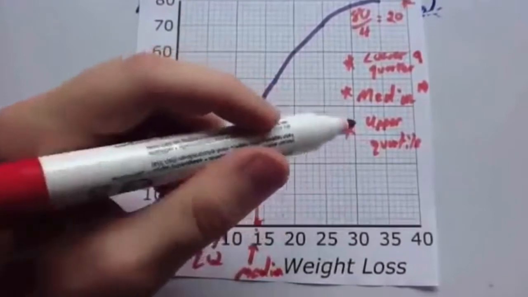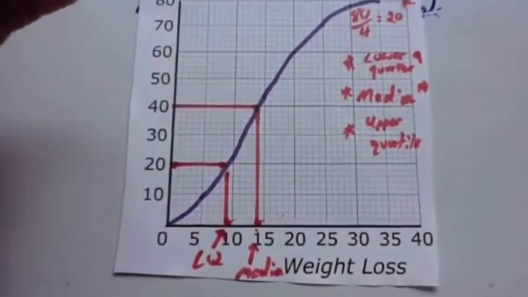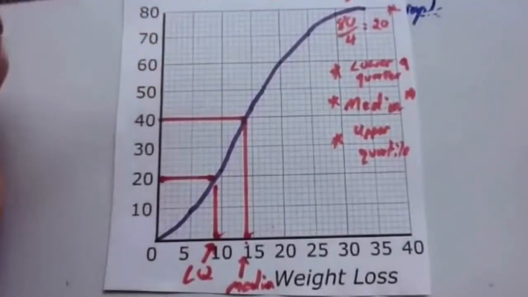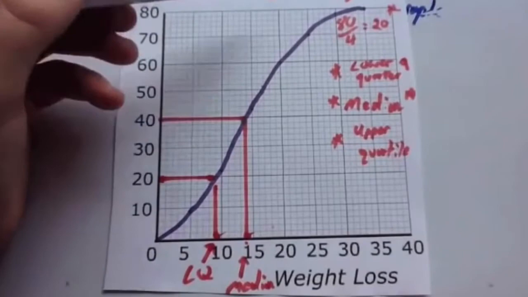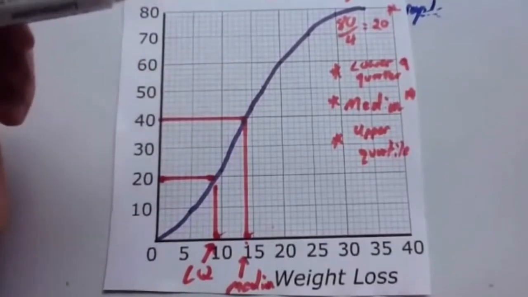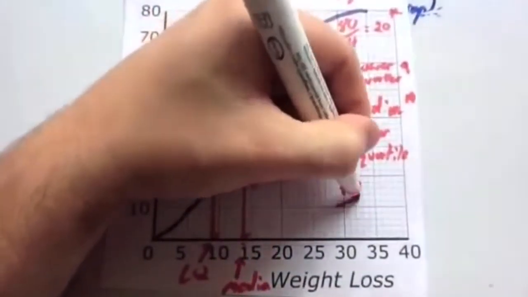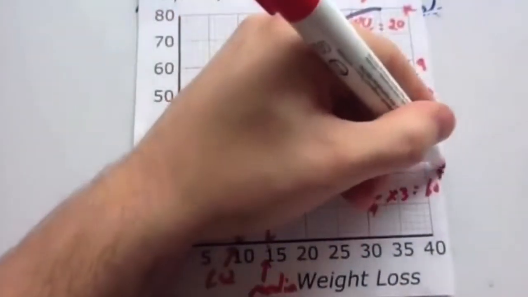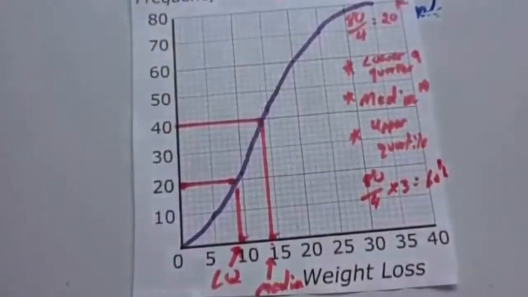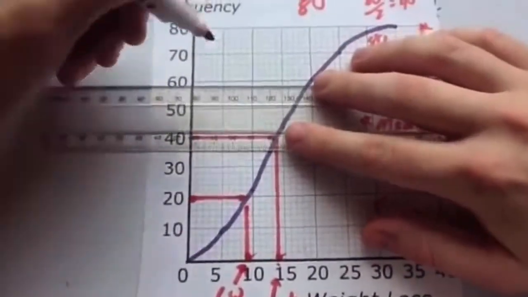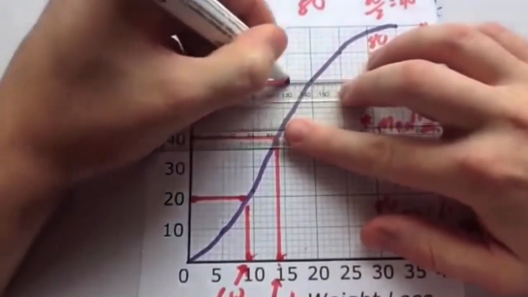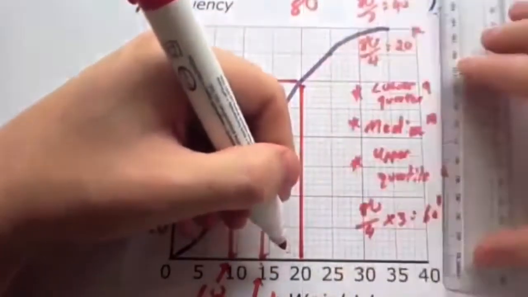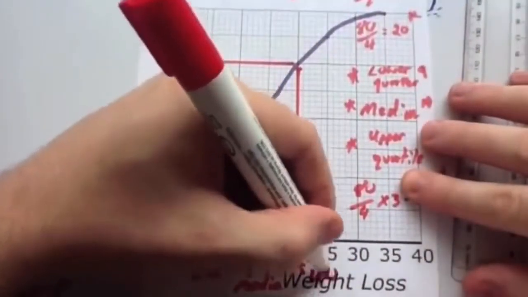Now we're going to find the upper quartile. That's 3/4 of the way through the data, or 75% of the way through the data. There's 80 people, so we find 3/4 of 80. 80 divided by 4 is 20, times 3 is 60. So we're looking for the 60th person. You get your ruler, go to where the 60th person is, go across to the curve and down. In this particular case, you find that the upper quartile is 20.